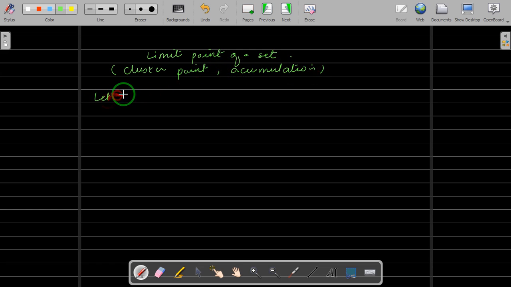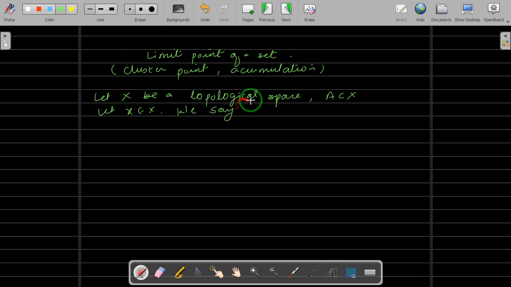Let X be a topological space, and let A be a subset of X. And now we have to check what is the limit point. So we will take a point in X. Let small x belong to X. So we have a subset A of X, and we are checking whether this x, a point from the whole space, is a limit point or not.